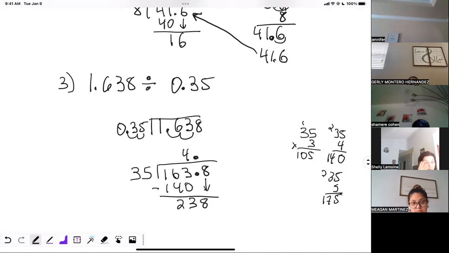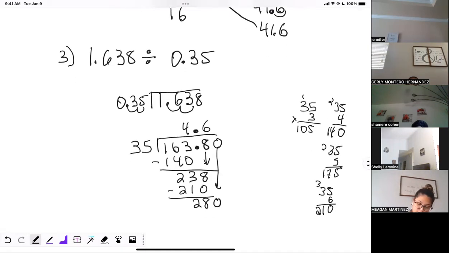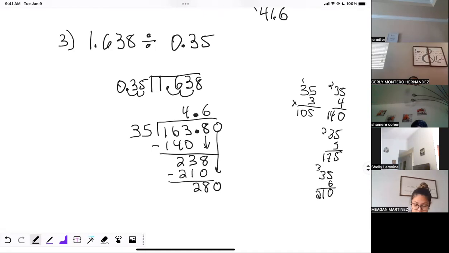All right, we haven't got close to 238 yet. So how many 35s in 238? Let's try 6. It's close: 18, 19, 20, 21. That's definitely it. 6, 210. When I subtract it, I get 28, but I've got to add a 0 and bring it down. And we don't have 280 yet.